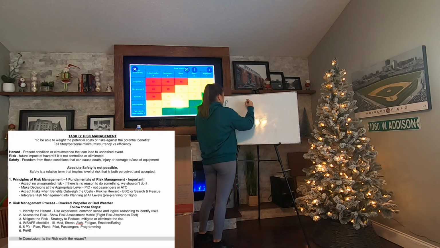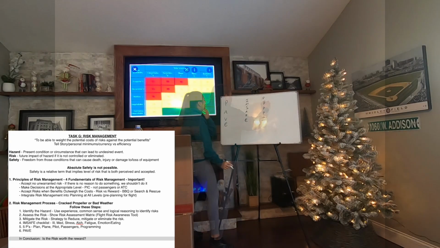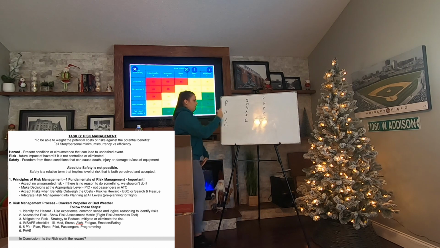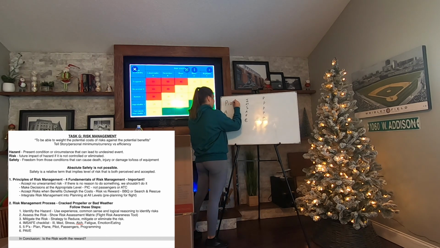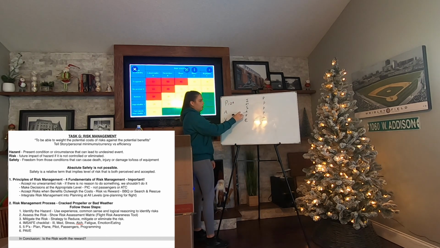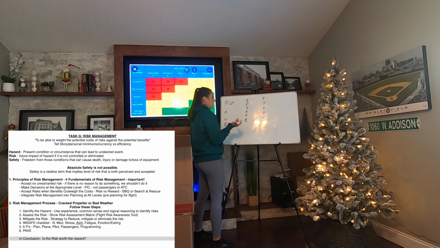PAVE. I'm safe. And the 5 P's. Okay, so the P in the PAVE checklist is the pilot. And I think this relates most to the I'm safe checklist. This is concerning you. You are the pilot in command and you are ultimately responsible for making any decisions.